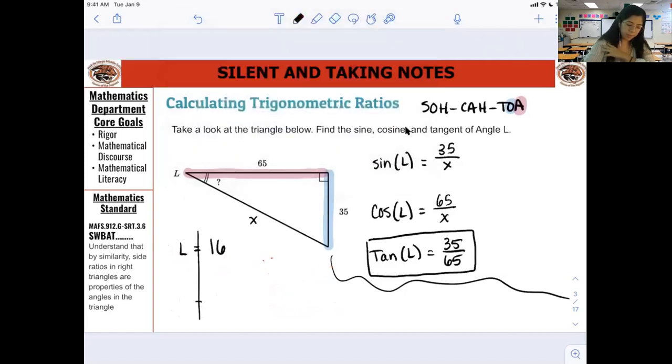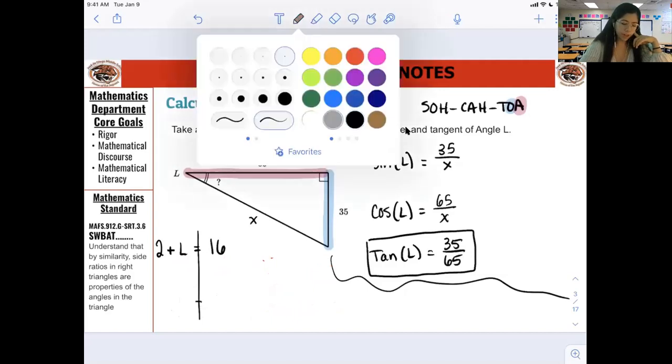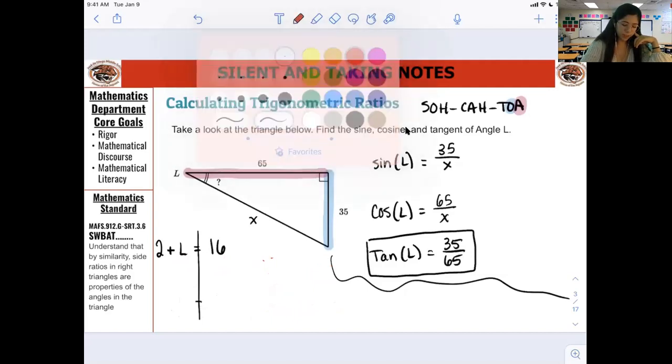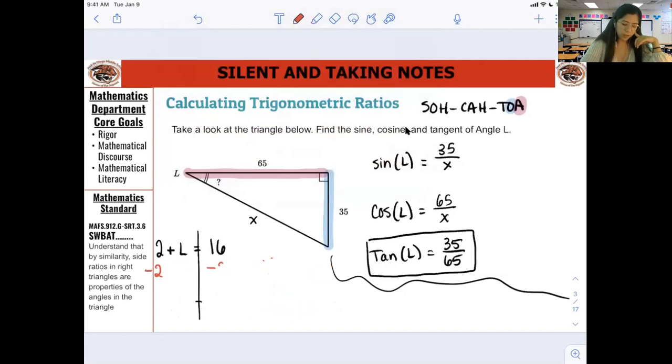The same thing happens if you have something like this. If you have 2 plus L, what do I do to both sides? We subtract, right? The inverse operation of addition is subtraction. So we subtract from both sides to get L by itself. So inverse operations with algebra, when you do an inverse operation, you're basically undoing what is being done. You're doing the opposite of what you see.